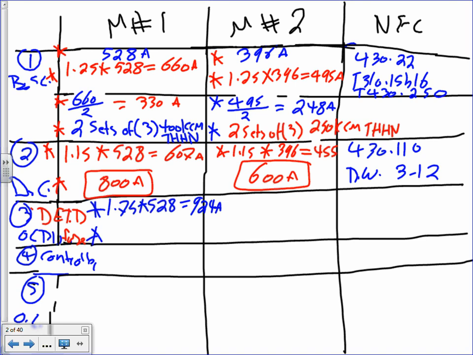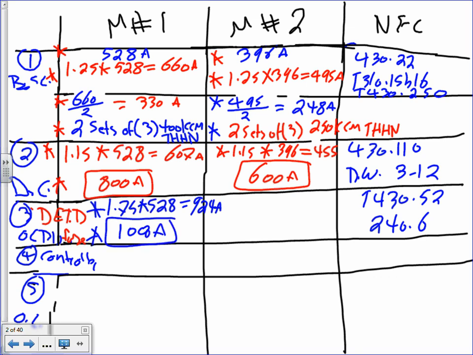Then, let's go to the reference first. The reference for this one, guys, is table 4, 13.52. And also section 240.6. What's the next overcurrent protection device for this baby? 1,000. The next standard is 1,000.